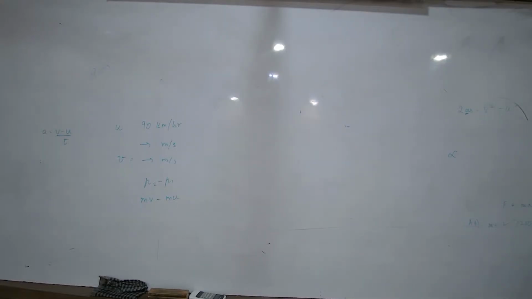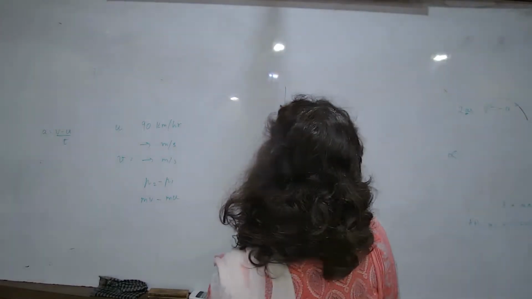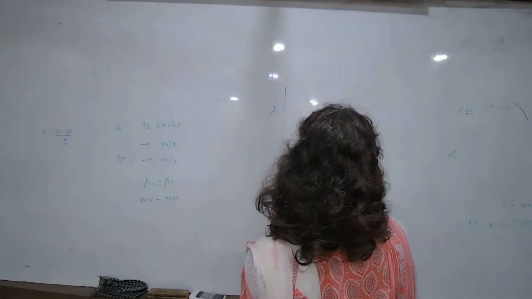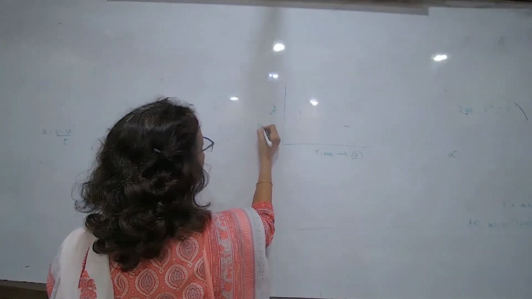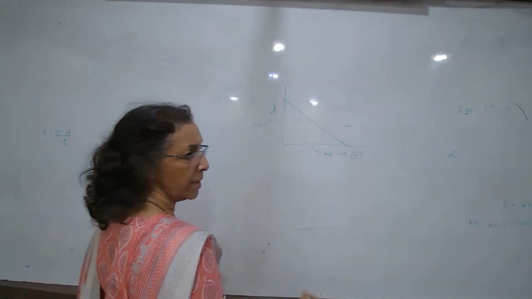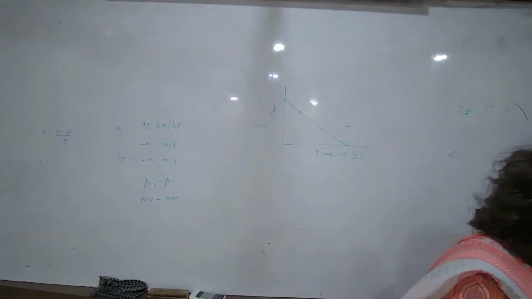Okay? Is that good? There's this graph sum. It's a velocity and time graph. Time is given in seconds. Velocity is given in centimeters per second.